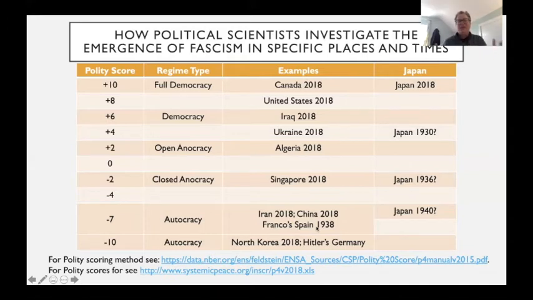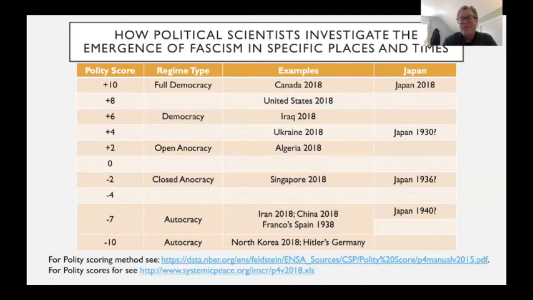Now, this coding scheme emerged from the efforts of political scientists to understand the emergence of new democracies and the breakdown of some democracies in the post-war period. So the coding scheme is very well developed and has been used by a lot of different political scientists looking at post-war cases. But in the last decade or so, political scientists have started to code more historical cases. And you can see here the example of Franco's Spain, coded at a -7, Hitler's Germany, coded as a -10.